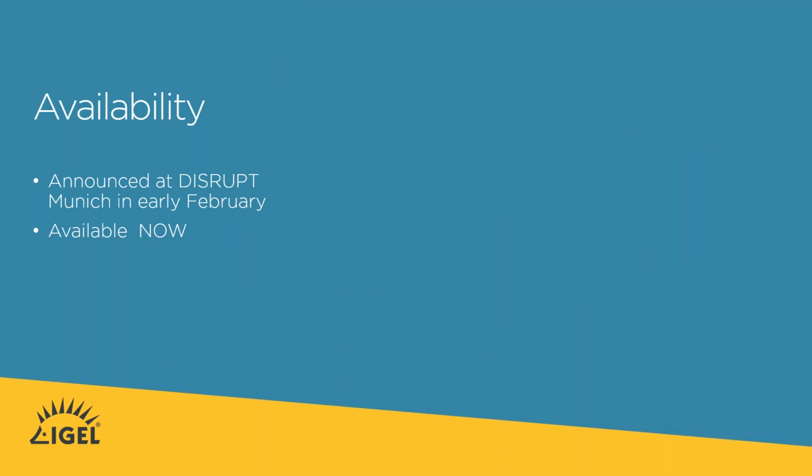So availability. We announced this earlier in the month at the Disrupt event in Munich, and it is available now. You can go to igel.com and download the software, test it out if you wish. The SKUs are live, and again, the transition SKUs from OS 10 to 11 should be available next month.